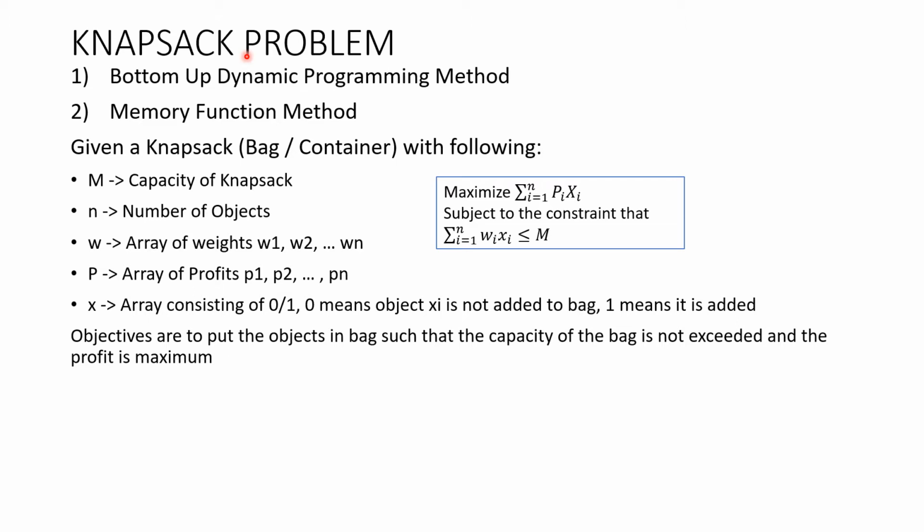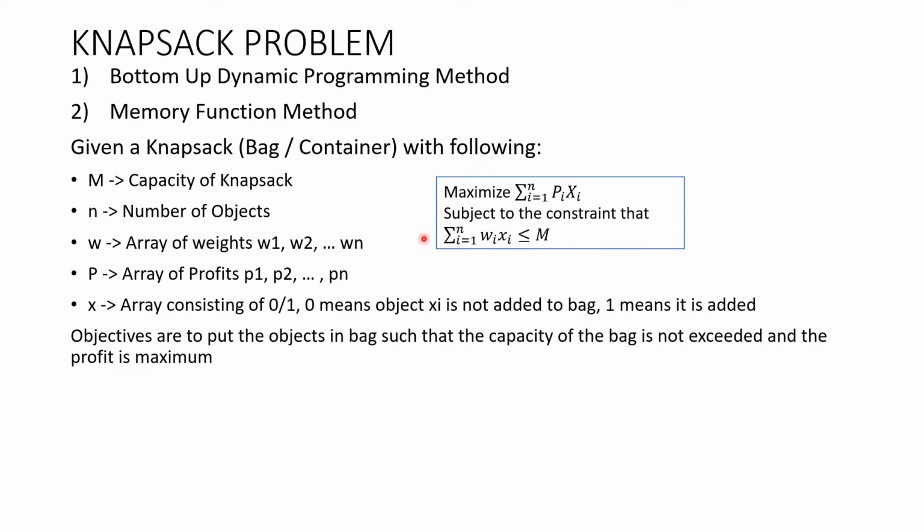One method you had studied before was the brute force approach. Now, what is this knapsack problem? Just to refresh, a knapsack bag will be given. It will have some capacity m, and it will have some objects. Your objective is to place those objects in the bag such that the capacity of the bag is not exceeded and the profit is maximized. Whenever you place one object in the bag, you will get some profit. That profit should be maximum. You should put the objects in the bag in such a way that the profit is high, maximum, and the capacity of the bag also should not exceed.